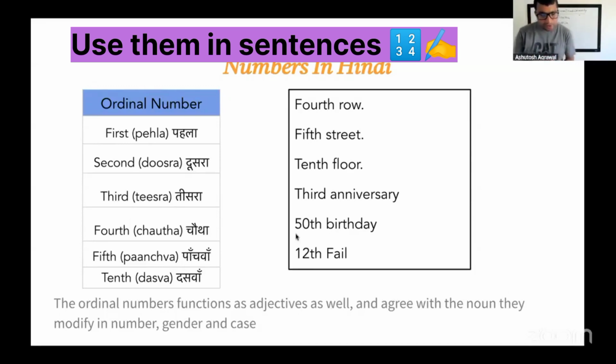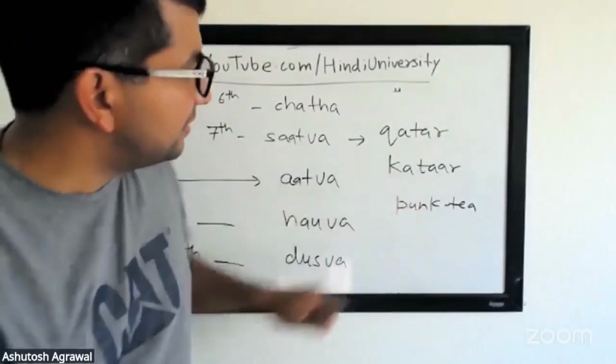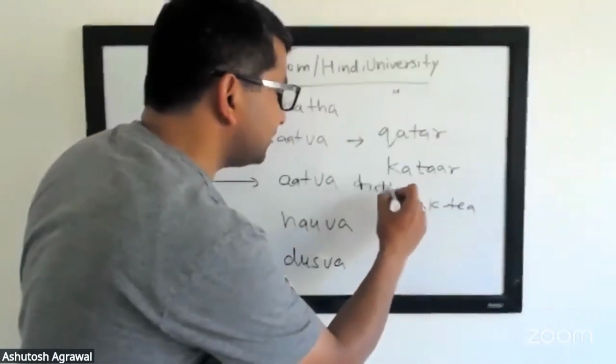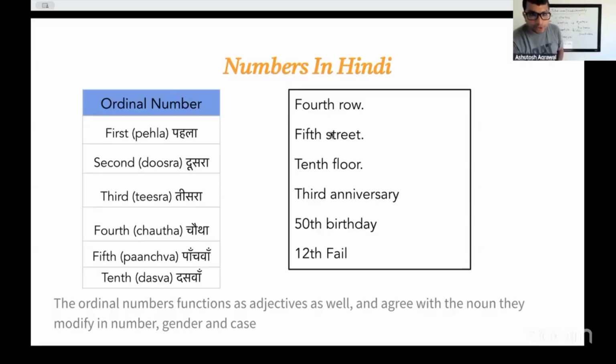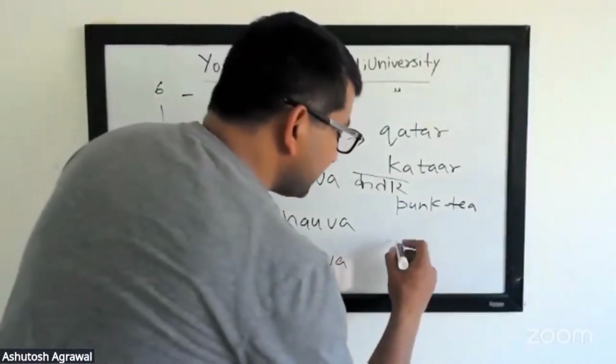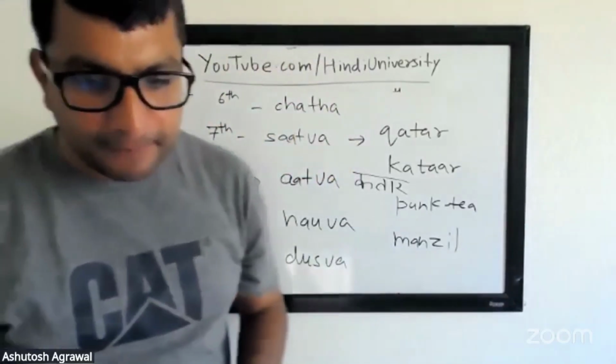So let's just take some examples. 4th row. Row is feminine. Chauthi row, okay? What is row in Hindi? You have Qatar and Pankti. So Chauthi Qatar or Chauthi Pankti or Chauthi row. Okay, let's do 5th street. Street is also feminine. Panchvi gali, or Panchvi sadak. 10th floor. Floor is manzil. Manzil is also your destination, right? So you can say daswi manzil.